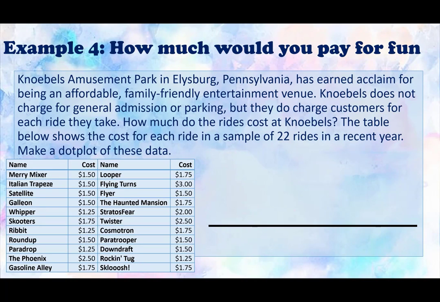So the first thing we're going to do is label. We're going to say that this is the cost of a ride. Okay? And then we're going to see what our lowest number is. It looks like our lowest number is $1.25. So we will put 1.25 down here. And it looks like they go up by quarters until you get to $3 right here.